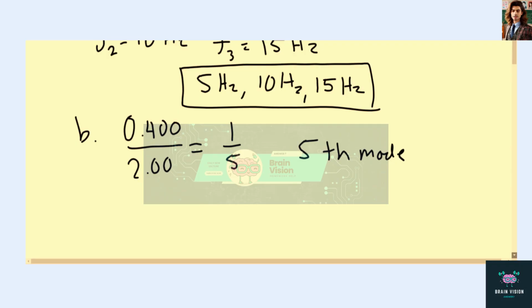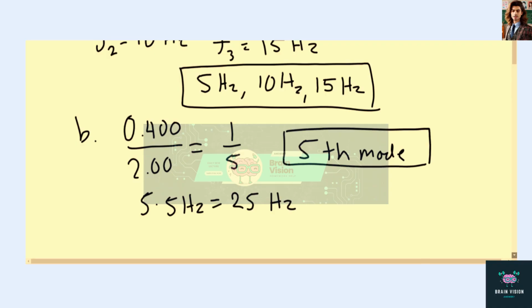And since it's the fifth mode of vibration, we can just do what we did in part A and multiply the fundamental by an integer to figure out the frequency that we're dealing with. This time, since it's the fifth mode, the integer is 5, and 5 times 5 hertz is going to be 25 hertz. So that is our answer for part B, and we are all done with this problem.